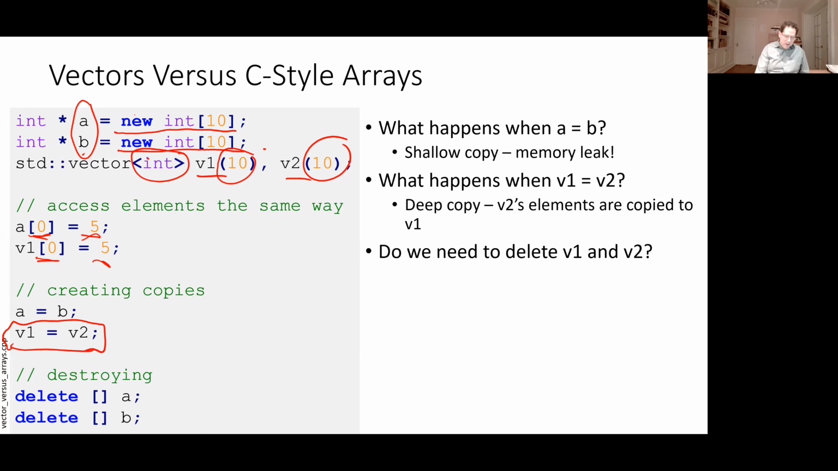Okay, now I created A and B with new. So let's say I don't do this line. Okay, that line was bad. We're not going to do that. So I created A and B with new. I have to delete them at the end or I have a memory leak. So with these C-style arrays, this is my job.